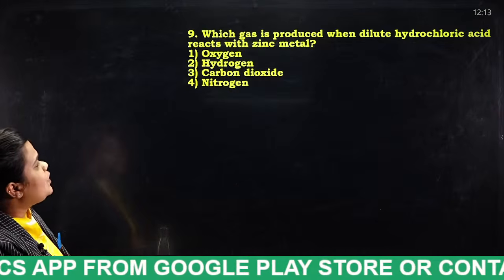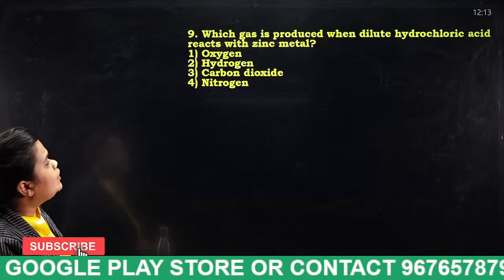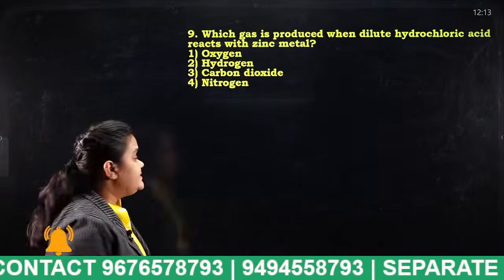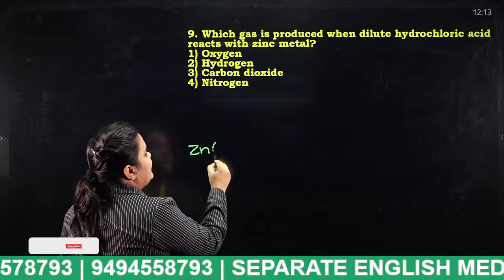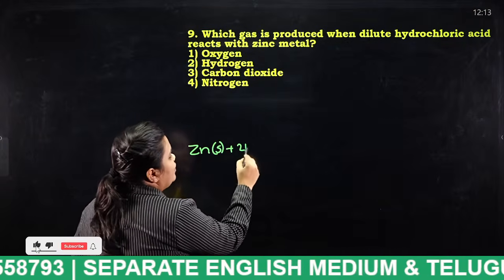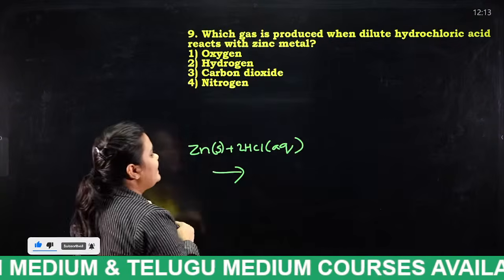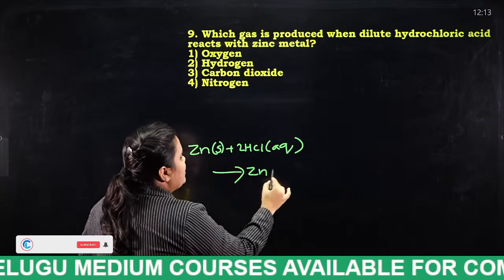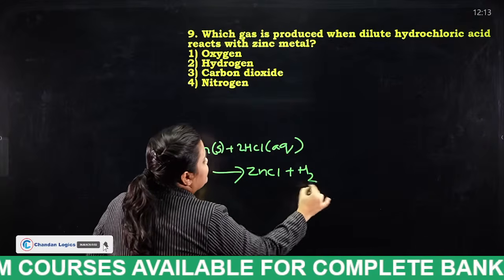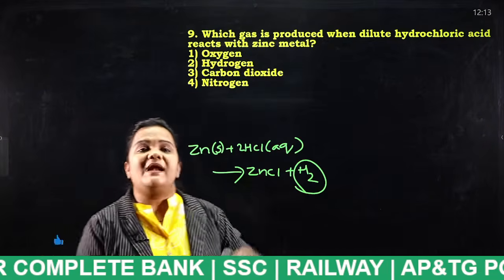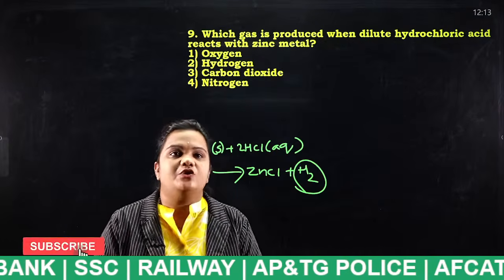Which gas is produced when dilute hydrochloric acid reacts with zinc metal? Zinc reacts with dilute hydrochloric acid, which means it is an aqueous solution. So what type of gas will we get? It will give us zinc chloride plus hydrogen gas. Tell me, students, which gas is evolved in this particular chemical reaction? Yes, very good, students.